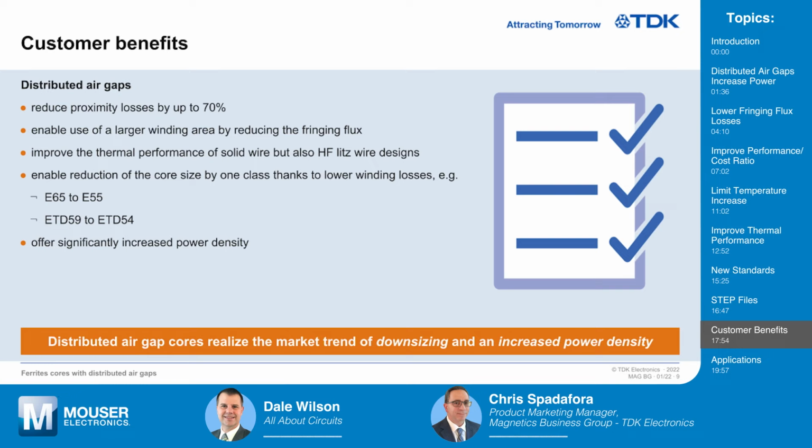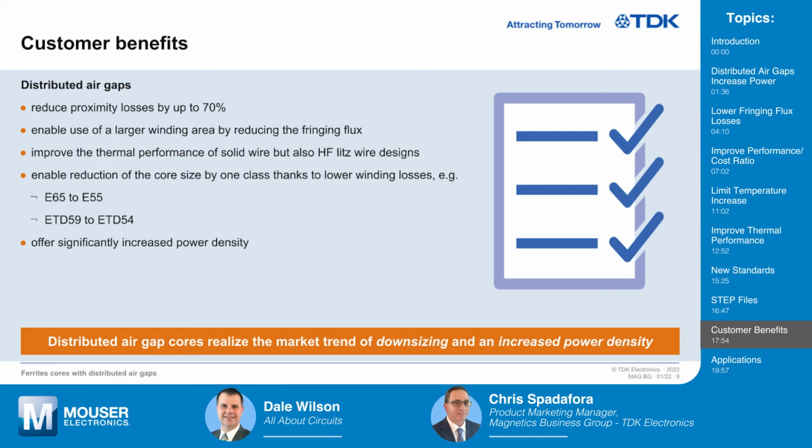And what that means is that the designer can pack more copper into that winding window that they have to work with. It also improves the thermal performance of a solid wire design, but also high frequency Litz wire designs. And there's the possibility to enable a core size reduction by one class thanks to that lower loss.